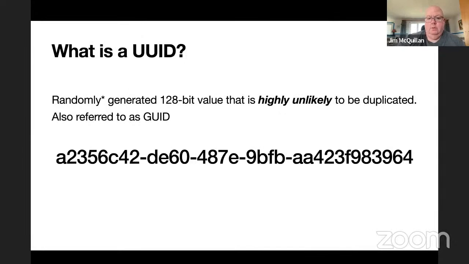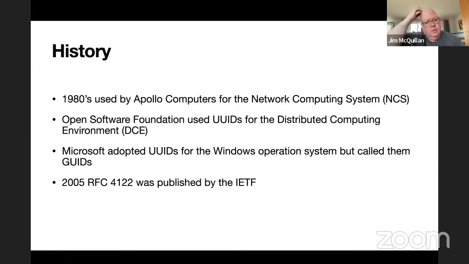So let's see, how do I do next? So a little bit of history. This is real brief. They were first recorded as being used in the 80s by Apollo computers for their network computing system. The Open Software Foundation adopted them for their distributed computing environment. Microsoft adopted them for their Windows operating system, but they gave them the name GUIDs because Microsoft just can't leave well enough alone, right? And in 2005, there was finally an RFC describing them, published by the IETF.